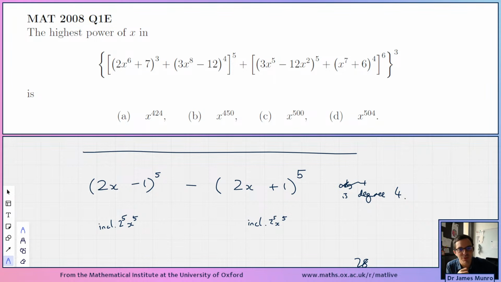It is just if you spot that there's a 7 over there, and that gives you a massive power of x. This question's something you do.